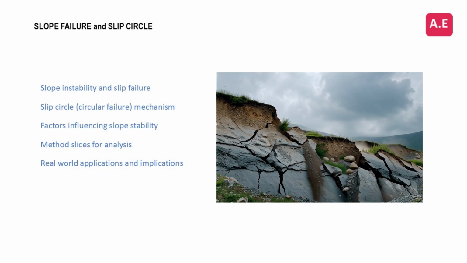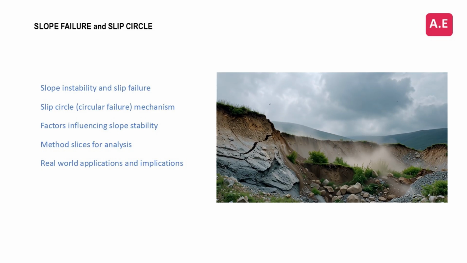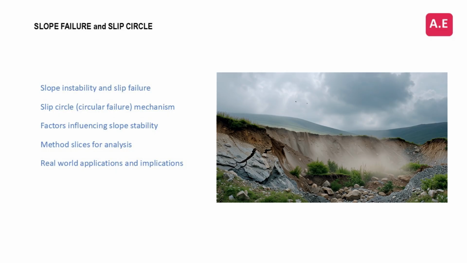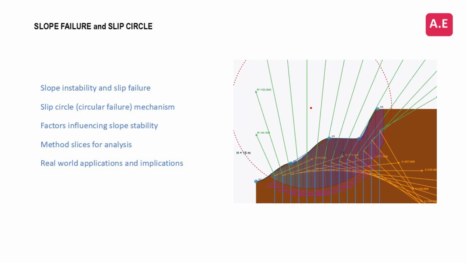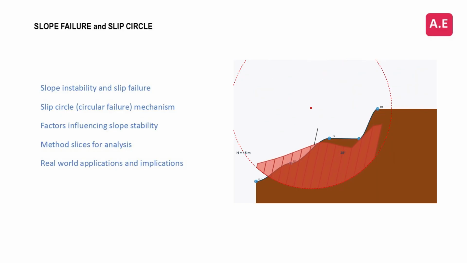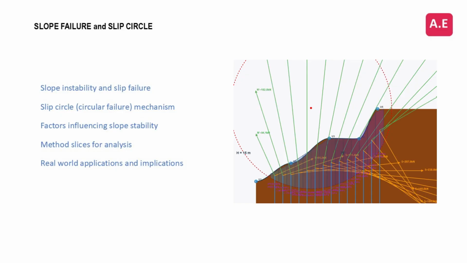In this session, we will also present the slip circle method, the classic analytical model that turns this complex soil behavior into a solvable engineering problem. We'll learn how to predict failure, calculate a factor of safety, and understand what keeps our slopes standing or allows them to fall. Let's begin by asking, what makes a slope fail?